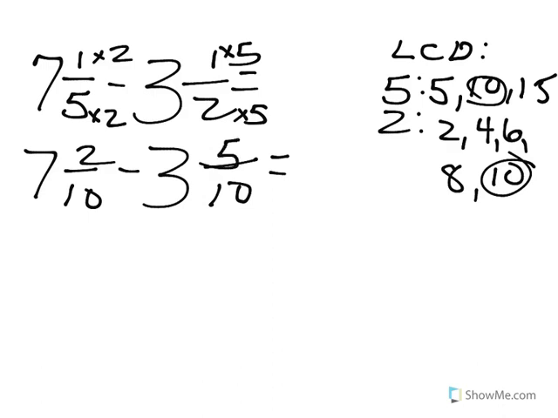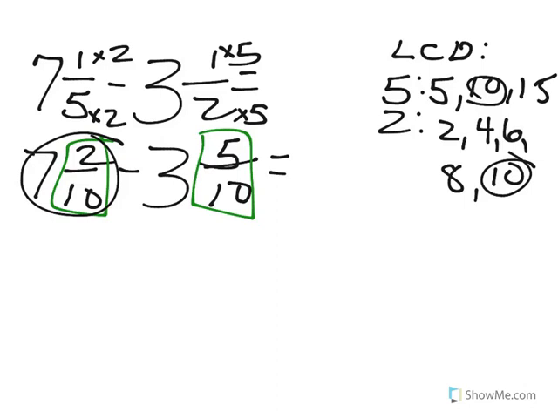Now again, I cannot subtract 5/10 from 2/10. So I need to borrow. I'm going to borrow 1 from the 7. It's going to become a 6.